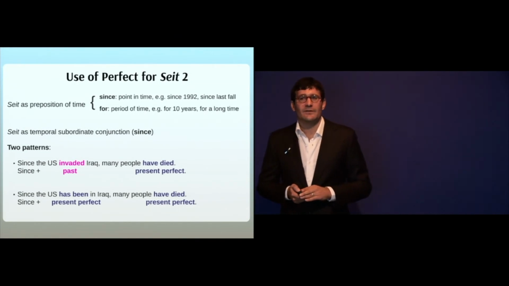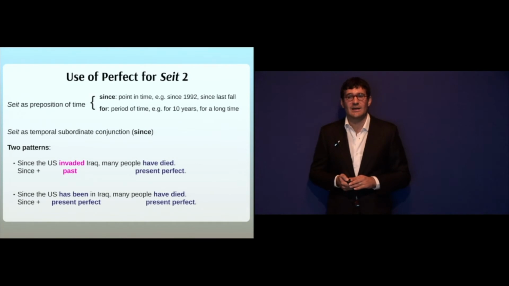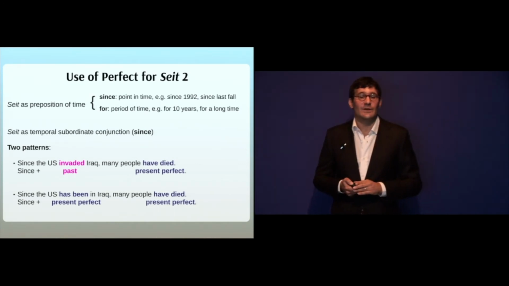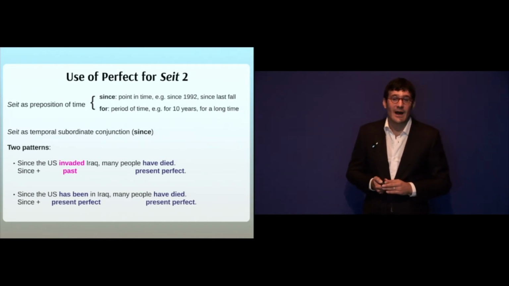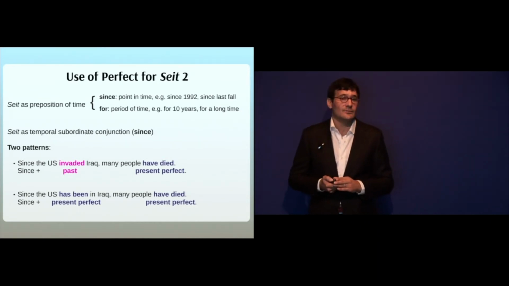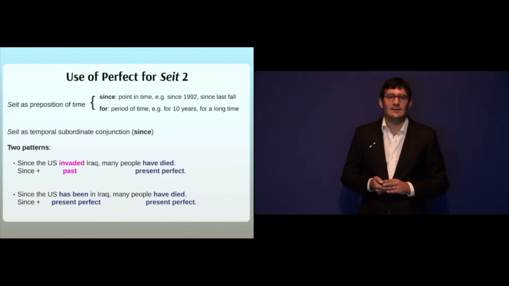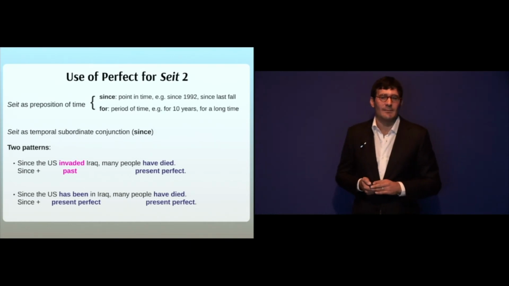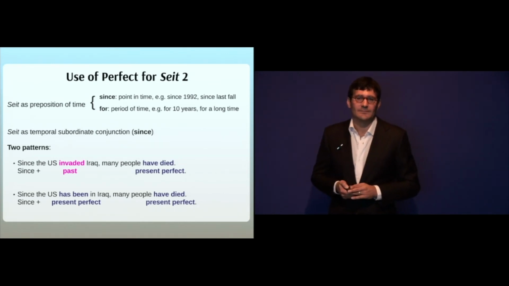So the use of perfect for Zeit, too. Seit as a preposition of time can be expressed with since or with for. If we use a point in time, we use since. So since 1992, I've known him since 1992, or I've known him since last fall. Seit, when we talk about a period of time, is for 10 years, for a long time. I've known him for 10 years, I've known him for a long time, I've known him for ages, etc.